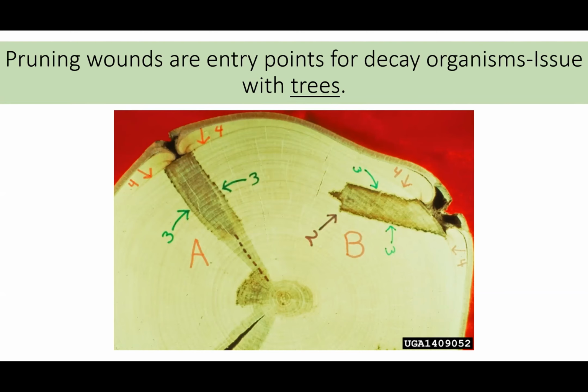These are organisms that can break down the wood of a plant, break down the cellulose and lignin in the wood of the tree, and make it lose its strength, which is obviously a big deal for a tree because a tree, by definition, has a trunk and it stands tall, and that's what makes it different than another type of plant.